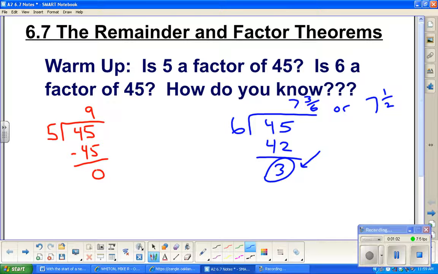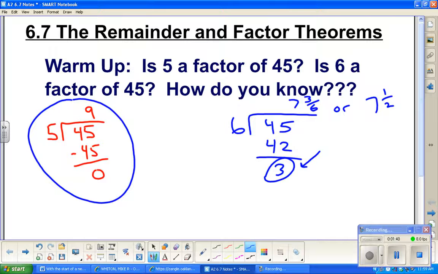Okay, so to be a factor, something has to go into it evenly. No remainder. The remainder has to be 0. And that's what we're going to talk about in this section with polynomials. We're going to say, is something a factor of another polynomial? And we're going to check it just like we did here. We're going to make sure that the remainder is 0. That's going to be our proof that it does go into it evenly. 6 did not go into it evenly, so it's not a factor. Any questions on that? It's just a little lead-in introduction.